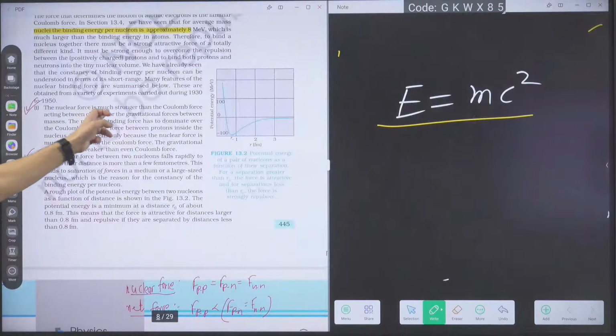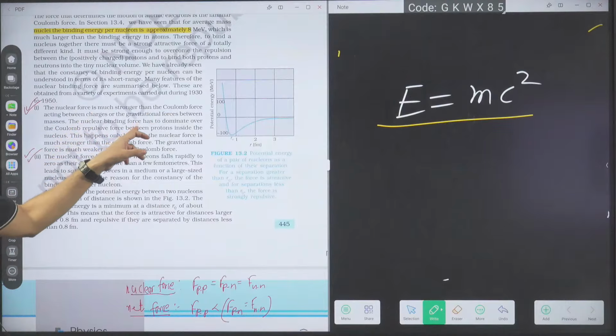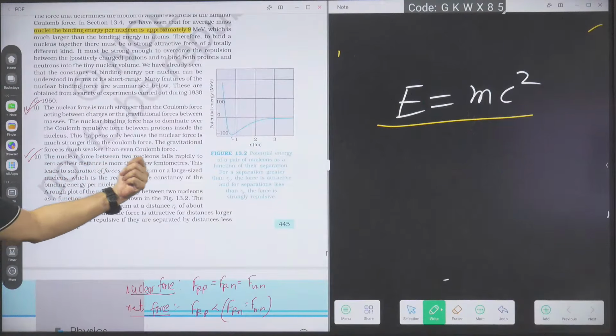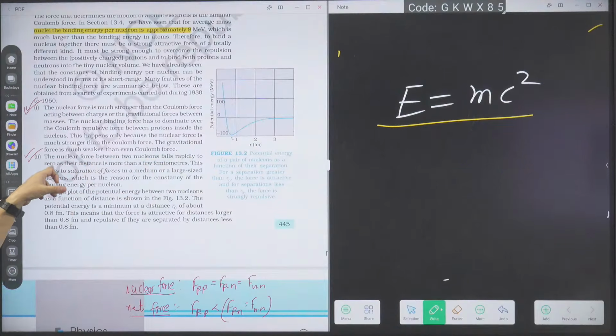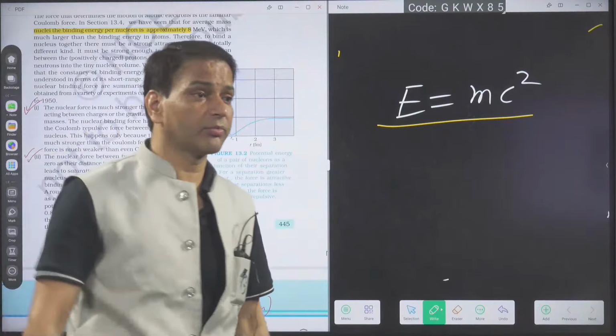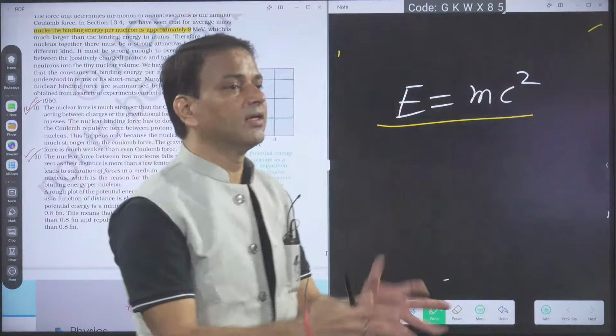The nuclear force is much stronger than the Coulomb force acting between charges or the gravitational force between masses. The nuclear binding has to dominate over the Coulomb repulsive force. That's why protons are staying inside the nucleus. Okay, the nuclear force between two nucleons falls rapidly to zero as the distance becomes more than a few Fermi meter. What I said, up to a Fermi meter it is the strongest, but when the distance is more, this force will be negligible.